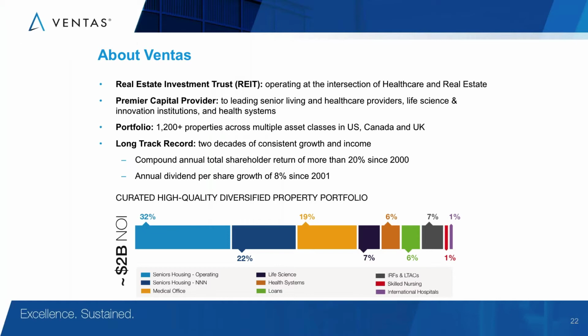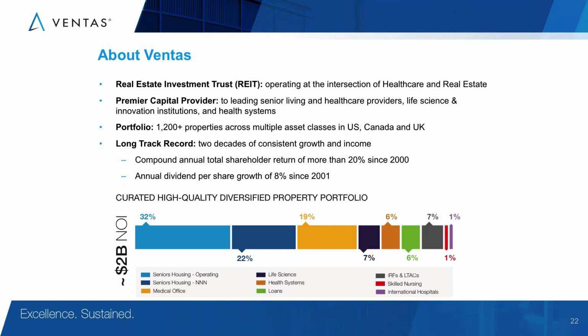A little bit about Ventas. We are a publicly traded real estate investment trust, or REIT. We invest in healthcare real estate, so we are a capital provider to leading senior living, health and healthcare providers, life science and innovation institutions, and health systems. We have a portfolio of more than 1,200 properties in the U.S., Canada, and the U.K., and we have a very long track record of consistent growth and income.